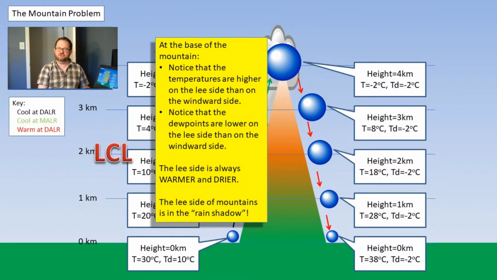Why? Lee side of the mountain is always going to be warmer when you do these problems. The windward side is always going to be cooler. Why? Because you got some heat into this. At first glance, you might have thought, lift it over the mountain and go back to the height you started, you should get the same temperature back.